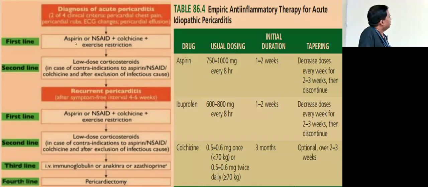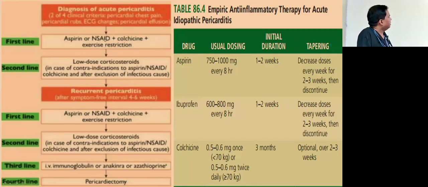So the first line of treatment will be giving high-dose aspirin or NSAIDs. NSAIDs: ibuprofen 600 to 800 milligrams thrice daily. Aspirin high dose: 1 gram every 8 hours. Now between aspirin and NSAIDs, if the patient is pregnant, less than 20 weeks of pregnancy, we can give NSAIDs. But after that, we had better not give NSAIDs, because they can close the ductus arteriosus. So during that time, we have to give high-dose aspirin, which can be given during pregnancy.